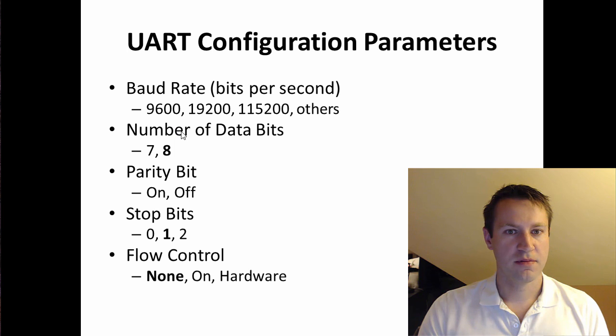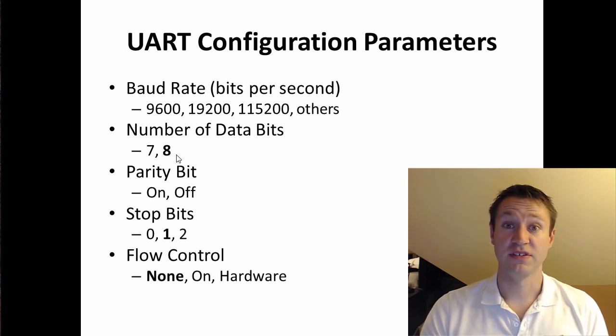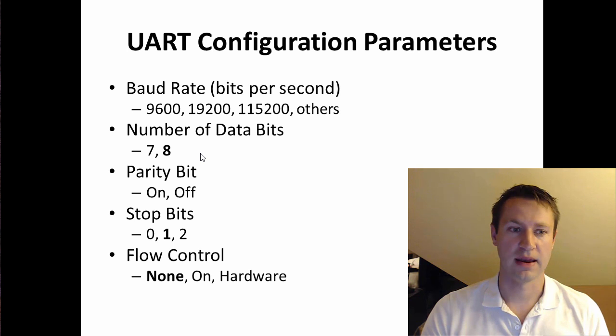The next most common configuration parameter is the number of data bits. I'll go into this, but I've never seen an interface with 7 data bits. It's always been 8. Eight bits in a byte. Why would you use 7? I don't know. I've never seen 7 used in real life, so that's something you can basically set to 8 and never think about again.